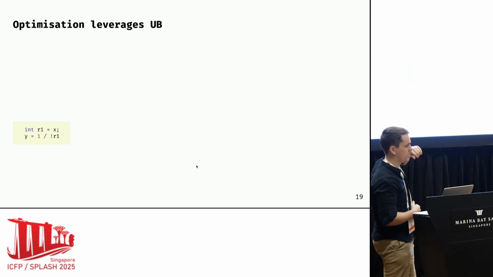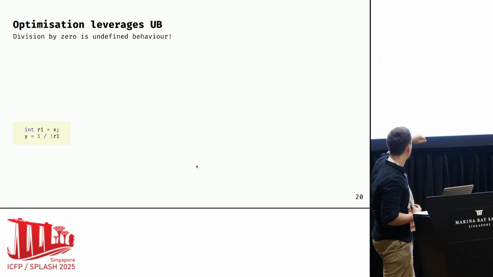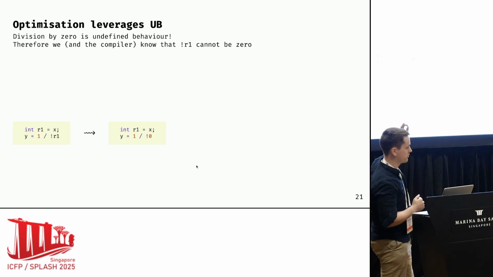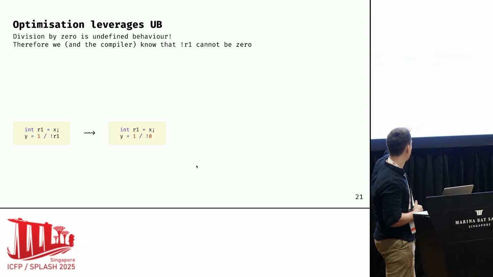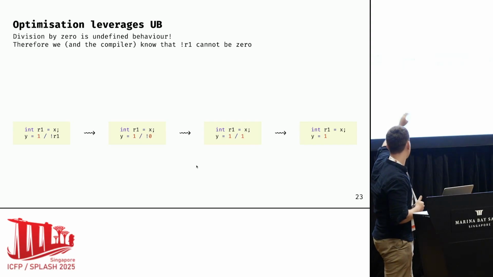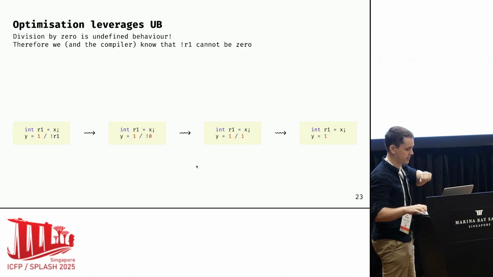So one of the ways that compilers optimize is by assuming that undefined behavior never executes. So in this example, we know that division by 0 is undefined behavior. So therefore, both us and the compiler know that not R1 cannot be 0. So the only other value is to say that R1 is 0. So we do this rewrite, and then we can simplify it to a constant. And you see on the left, we have a dependency on R1, and on the right, we have no dependency. So this optimization has removed a dependency here.